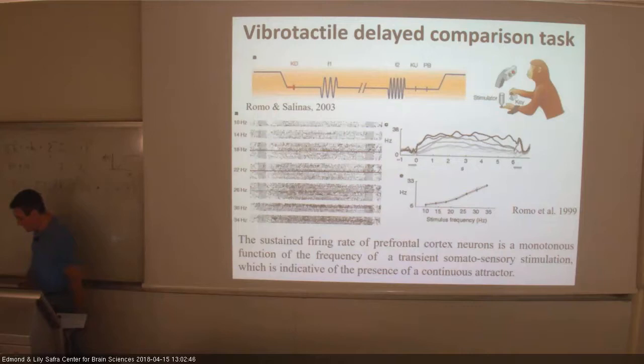So one possible solution is to say, well, okay, there are other neurons in the brain that remember the input. But this would be just moving the problem to a different brain region. So it could be that the prefrontal cortex neuron receives input from a brain region that memorizes the frequency of stimulation. But again, now we'll have to understand how the neurons in the other brain region can remember this input.